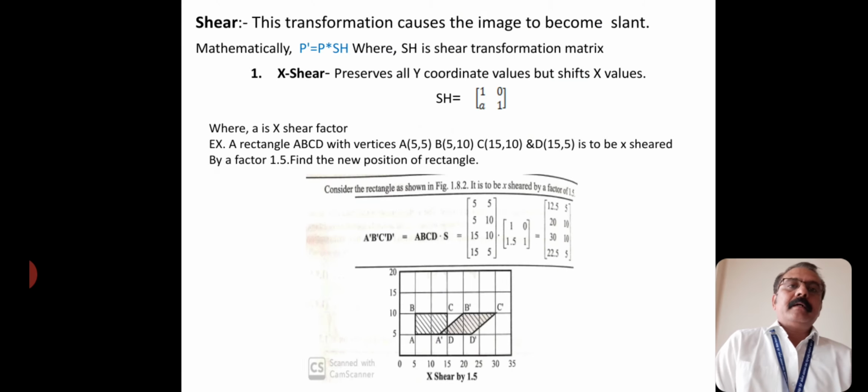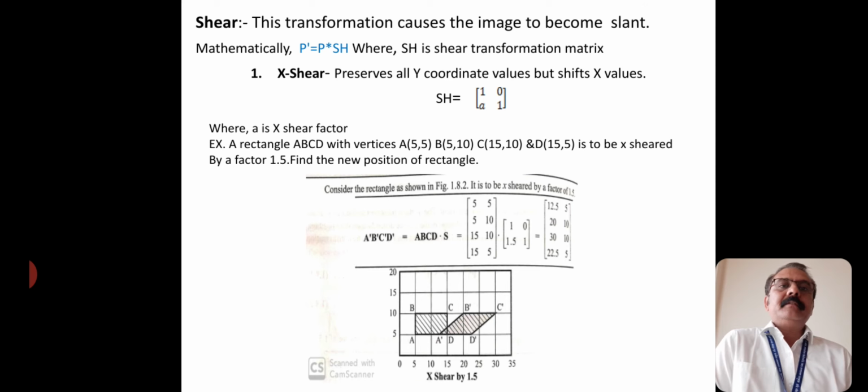Now the last transformation, that is shear transformation. This transformation causes the image to become slant. Mathematically again, P dash is equal to P into SH, where P dash is the new position, that is after shearing, P is the initial or original position, and SH is the shear matrix.